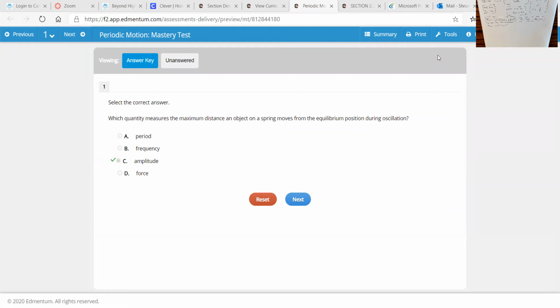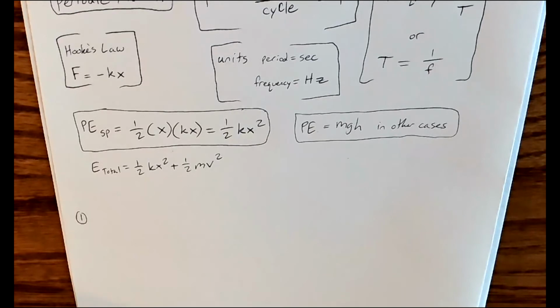And here we have the first question. Which quantity measures the maximum distance an object on a spring moves from the equilibrium position during oscillation? That is amplitude. Amplitude measures how far away a spring is from the equilibrium position. So think of a wave, if you will. And I will show you that.